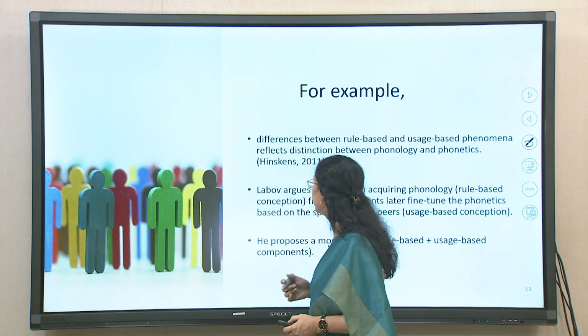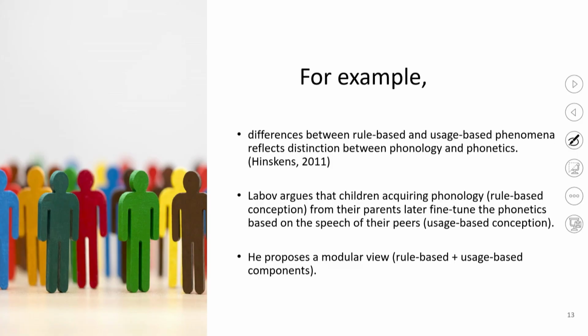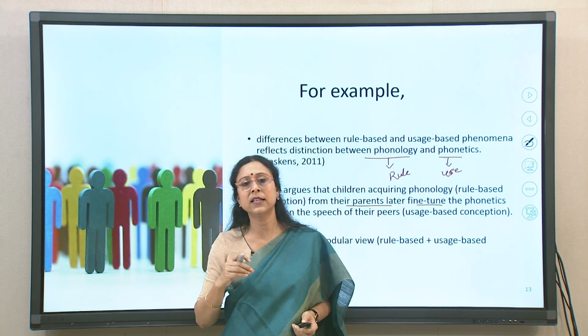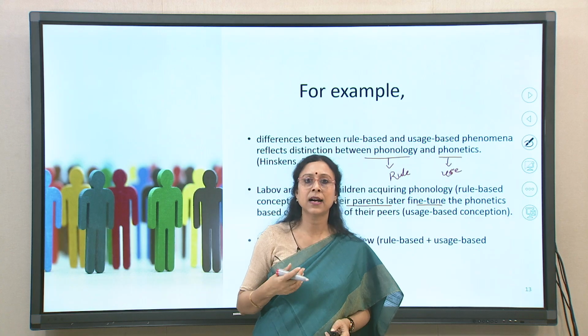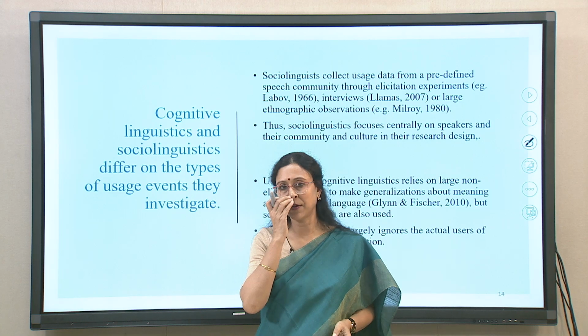For example, differences between rule based and usage based phenomena reflect distinctions between phonology and phonetics. So, this is the rule part, where this is the rule of the grammar. Now, phonetics refers to the actual use of those forms, that is the difference. Labov argues that children acquire phonology, which is the rule based conception, from their parents, and later fine tune the phonetics based on the speech of their peers. So, rule governed is the base structure, the skeleton, but the usage based examples are what come out of the usage, out of the interaction.